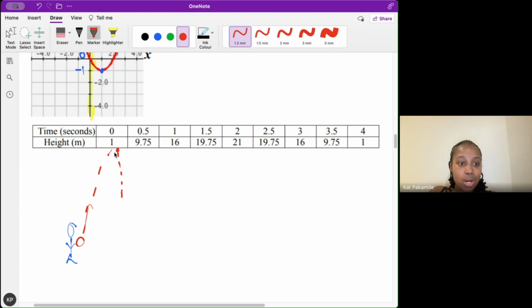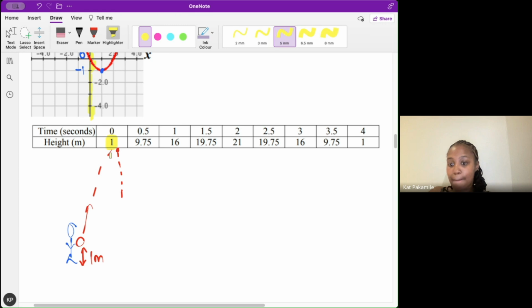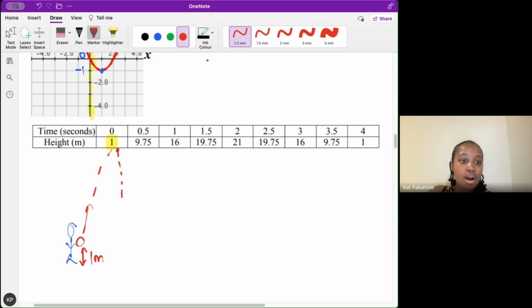So this 1 meter means the distance between the ball and the ground, because you're holding it. It's not on the floor, right? You're holding it. So the distance between that ball and the ground would be the first value, which is 1 meter. Okay? After a while, after you've thrown it, let's say it's 9,75 meters, and then it's 16 meters, and then it's 19,75 meters, and then at the maximum point, it's going to be 21.